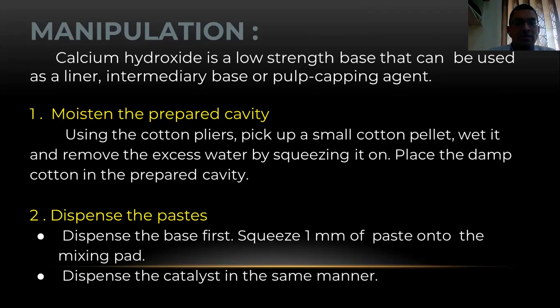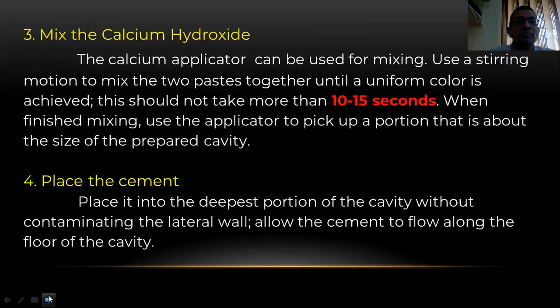Dispense the paste. Dispense the base first. Squeeze 1 millimeter of paste onto the mixing pad. Dispense the catalyst in the same manner. Mix the calcium hydroxide. The applicator can be used for mixing, using a stirring motion to mix the two pastes together until a uniform color is achieved. This should not take more than 10 to 15 seconds. When finished mixing, use the applicator to pick up a portion about the size of the prepared cavity. Now we'll see the placing of the cement.